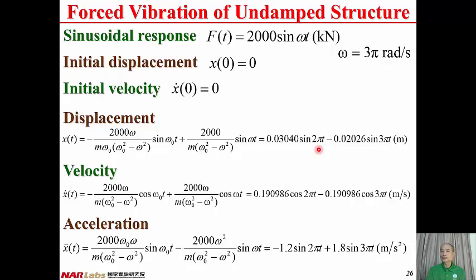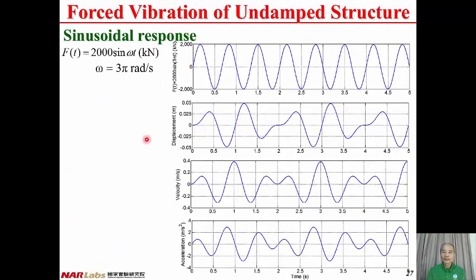The period for 2 pi radian per second equals 1 second, and the period for 3 pi radian per second is 2/3 second. Therefore, the least common multiple of 1 second and 2/3 second is 2 seconds. So the displacement repeats at 2 seconds, and then repeats again at 4 seconds. Here is t equal to 2 seconds, and then it repeats at t equal to 4 seconds. Therefore, the period for displacement, velocity, and acceleration is 2 seconds.